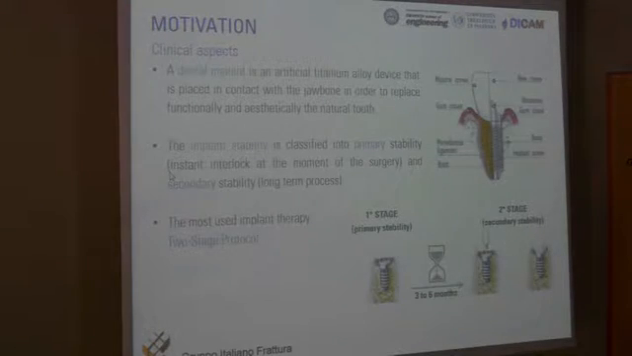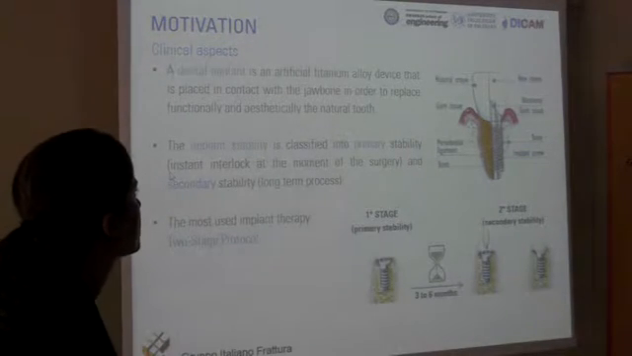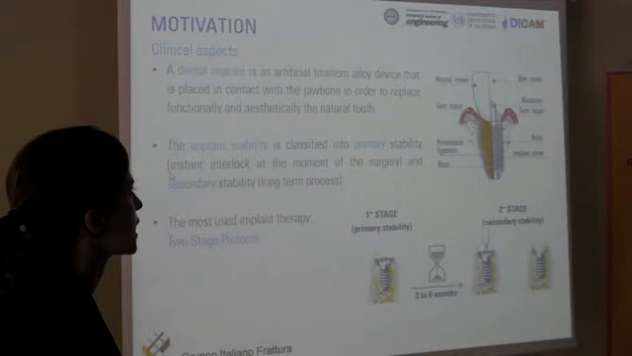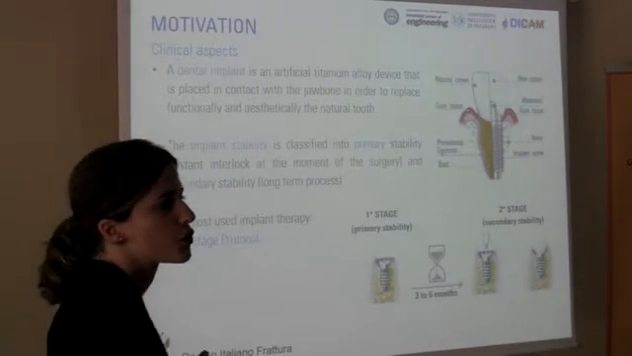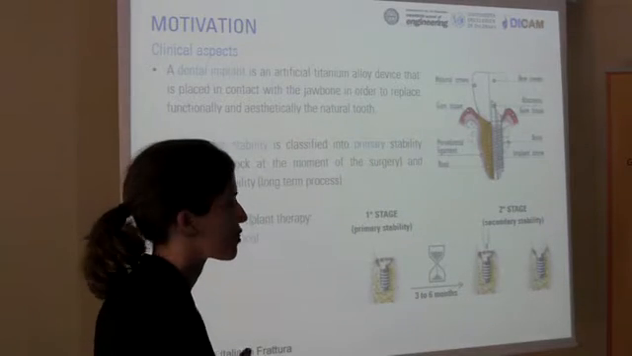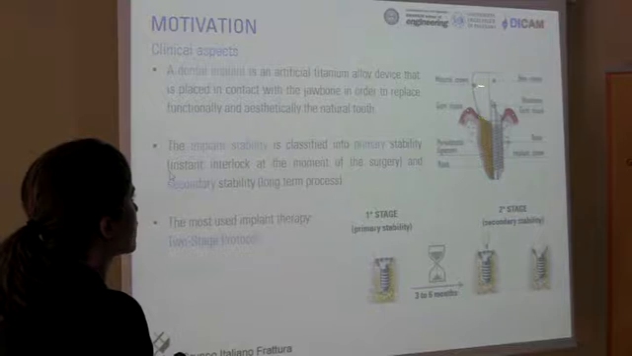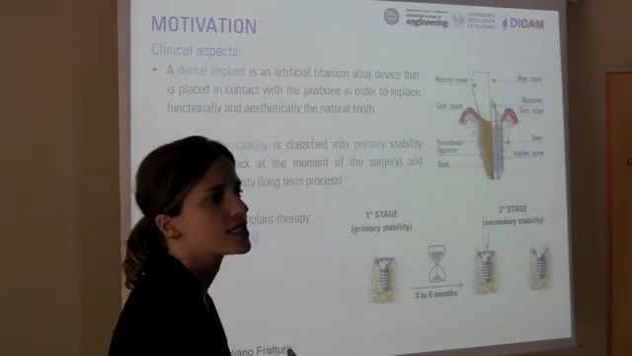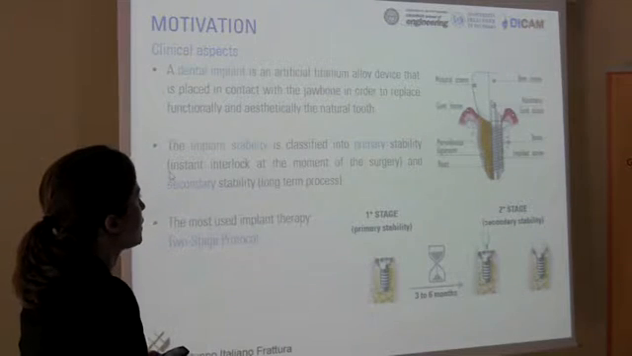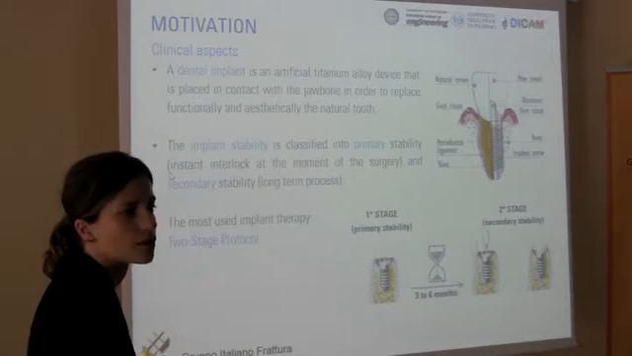We first need to identify the clinical problem and give some definitions for those who don't know. A dental implant is an artificial device that is placed in contact with the jawbone in order to restore one or more missing teeth. Our natural system is composed of the natural crown and the natural root. The artificial corresponding system is composed of the dental implant, the abutment, and then the artificial crown.